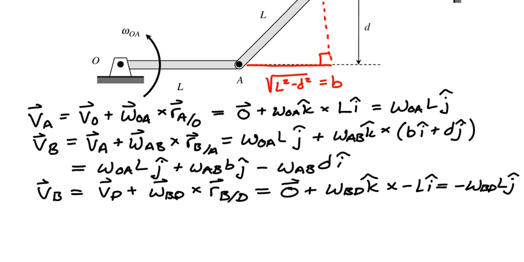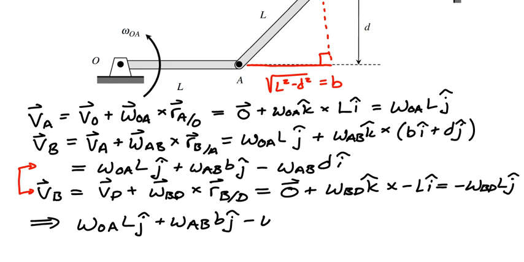Now with the last two results, we've recovered two different expressions for VB, so I can equate those. Equating these two gives omega OA times L in the j plus omega AB times little b in the j minus omega AB times little d in the i equals minus omega BD times L in the j.